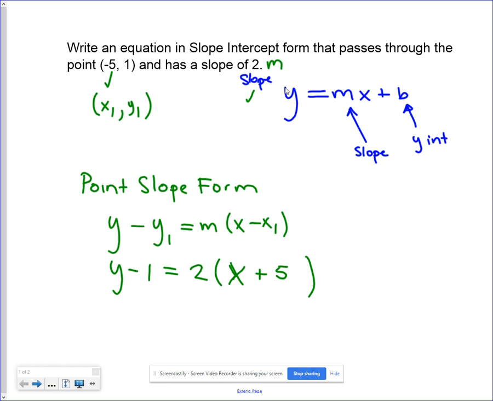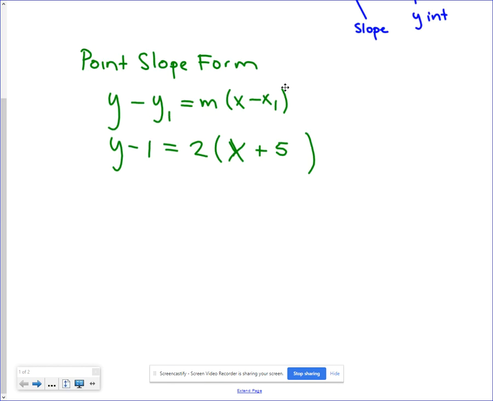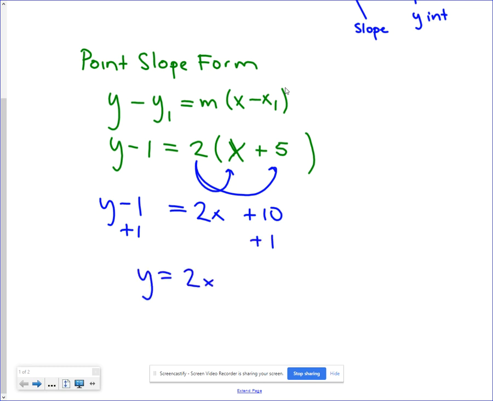We want to change it to slope-intercept form. So we're going to use the distributive property. 2 times x is 2x. 2 times 5 is 10. Now I get y minus 1 equals 2x plus 10. And then last, to change this to slope-intercept, we add 1 to both sides. And we get y equals 2x plus 11. There's my answer.